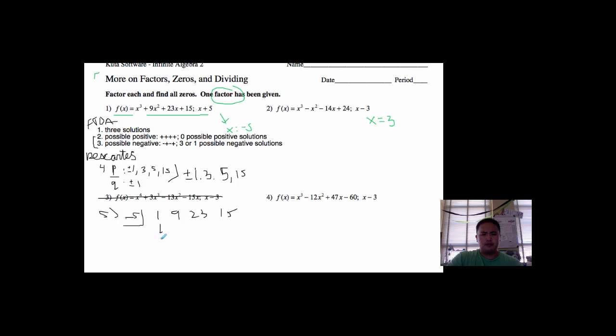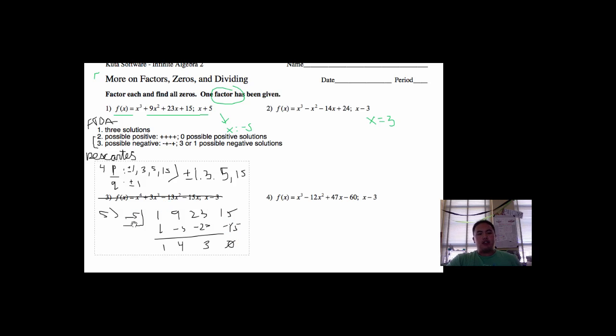I'll drop the 1. Negative 5 times 1 is negative 5, which gives 4. 4 times negative 5 is negative 20. I get 3. Negative 5 times 3 is negative 15. I get 0. Now, this should make sense because we already proved that negative 5 was a factor, so I should get 0.